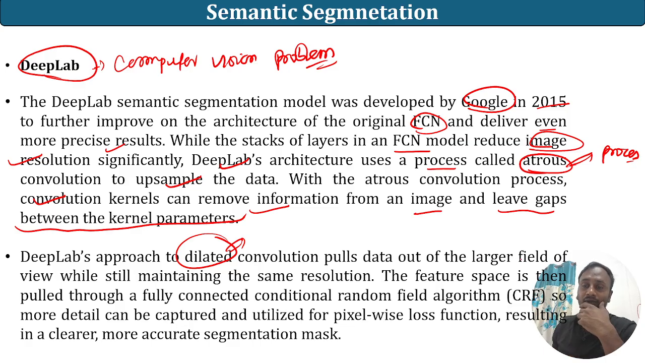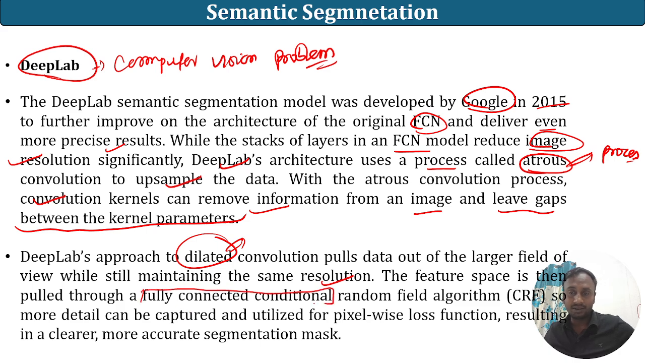So we pull out the data for a larger field of view while still maintaining the resolution. We're going to do the dilations, but the output will have the same resolution. It's not going to change the output. Then the feature space is pulled through the fully connected layer.